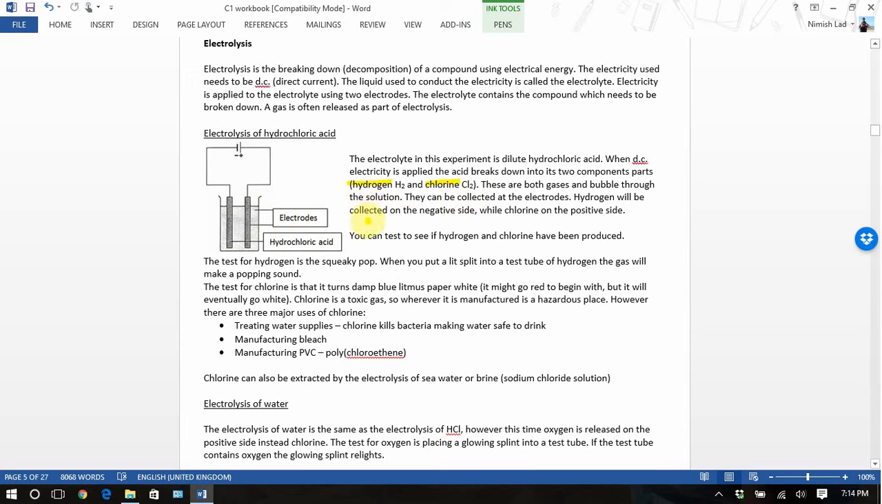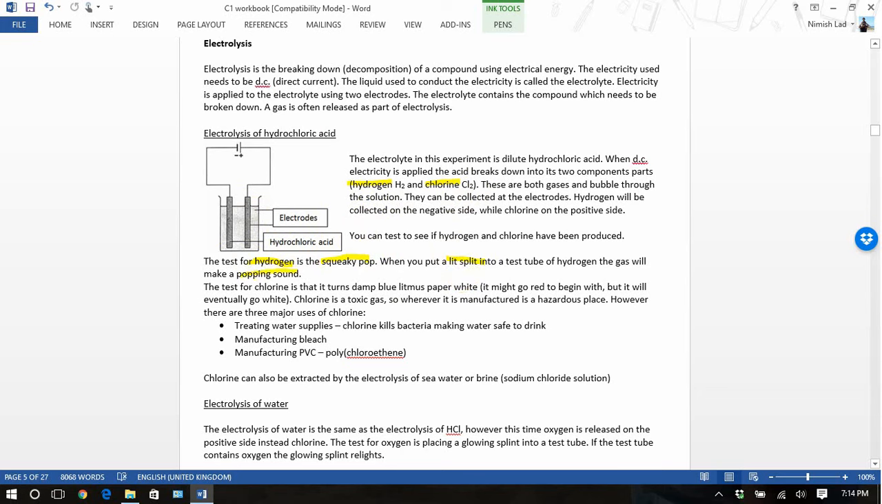You can test to see whether hydrogen and chlorine are being produced. We covered the test for carbon dioxide in the previous video, in the video for topic 2, where they talked about the lime water test, lime water turning milky for carbon dioxide. The test for hydrogen is a squeaky pop. A lit splint in a test tube of hydrogen makes a popping sound.